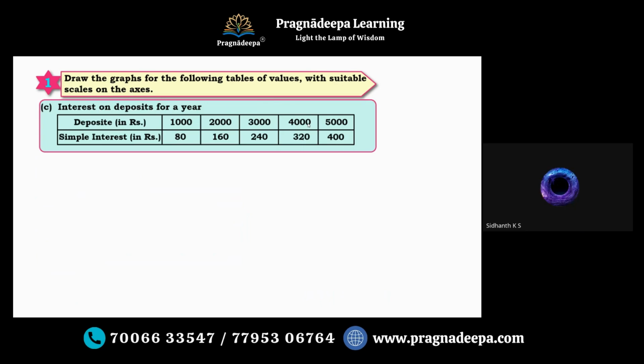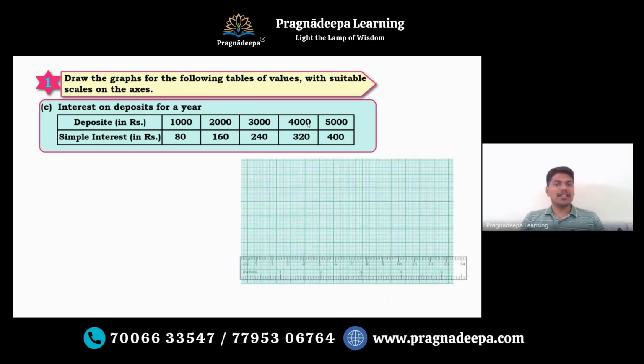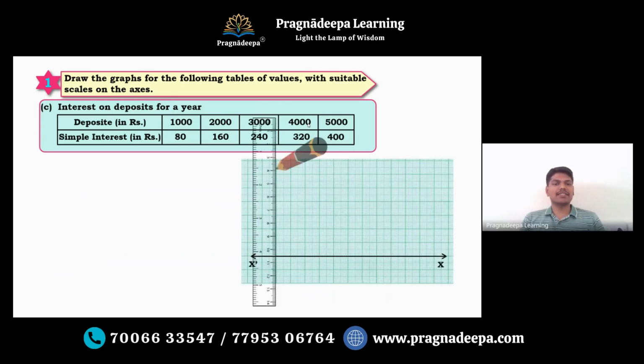Yes, sir. So here what I'll do, again I'll take the graph and I'll take the x-axis and y-axis. On the x-axis, what do I have to write? Is it simple interest or deposit?